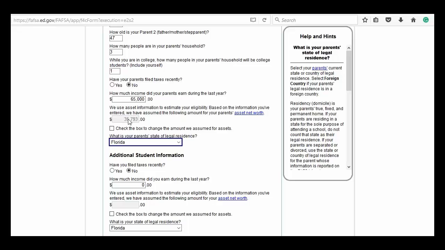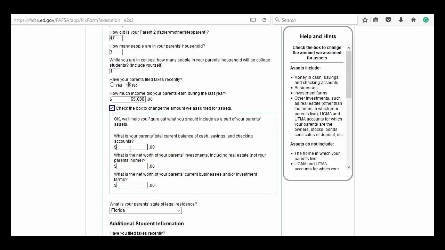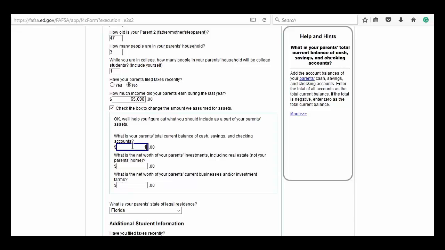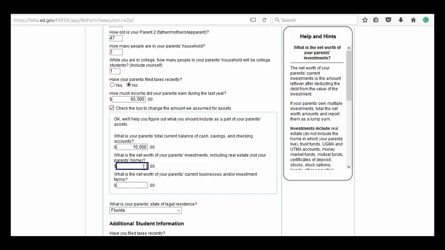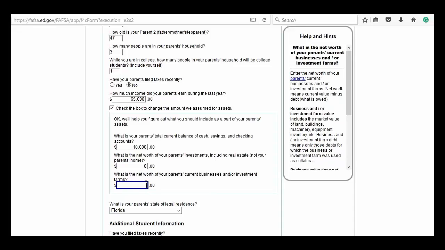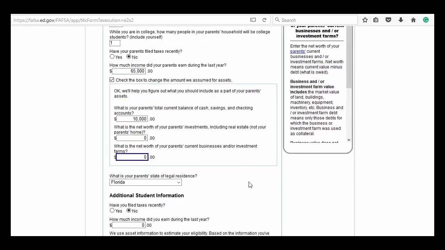$35,795 in assets. If that estimate is wrong, all you have to do is click on the box to change that amount. Say they only have $10,000 saved. They have no other real estate. You do not list your primary residency as an asset, so that's 0. And they currently do not own or operate investment firms or a business, so that would be 0. If you do, this is where you would put those numbers in, and I would encourage you to overestimate versus underestimate so you have a better idea of what your family's EFC will be.